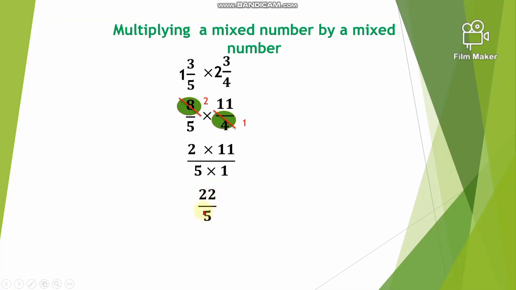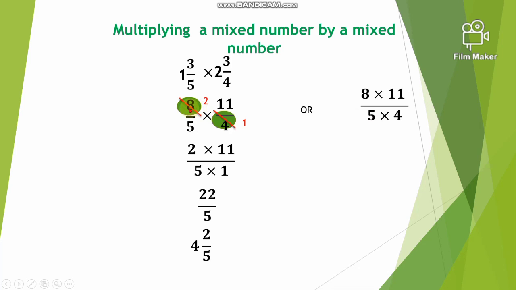Again, this is an improper fraction. Then you can convert it into a mixed number. So if you convert it, you will get 4 2 over 5. Otherwise, you can just multiply the values in the numerator and the denominator separately.